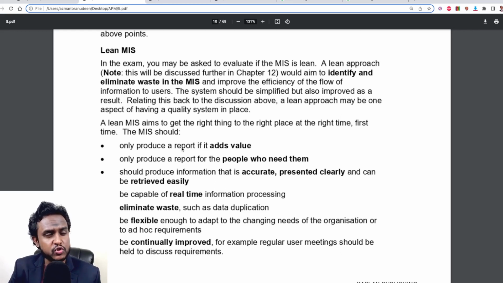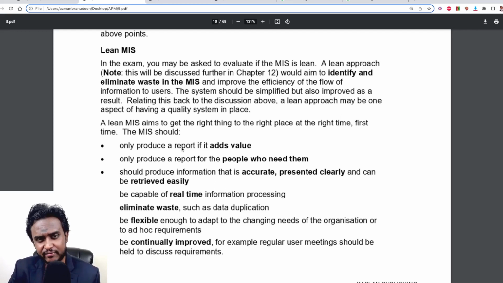So the MIS essentially produces things that add value. It produces reports only for those who need them. It should produce information that is accurate, should be presented clearly, and should be retrieved easily, that it should be easy to find. There's real time processing, so there's basically no time lag. What you're seeing is the most real time data.